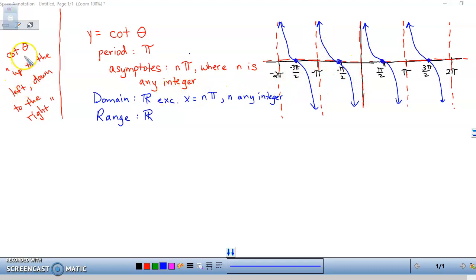And over here on the side I wrote cotangent of theta up to the left, down to the right is what you need to remember about cotangent. The only time that switches is if you end up with a negative a value, in which case it will flip-flop. And the same for tangent. Let's go ahead and pause, finish copying the notes, and then we will talk about this in class tomorrow.